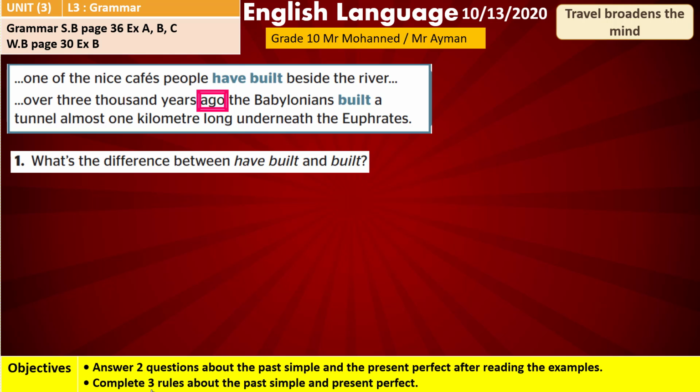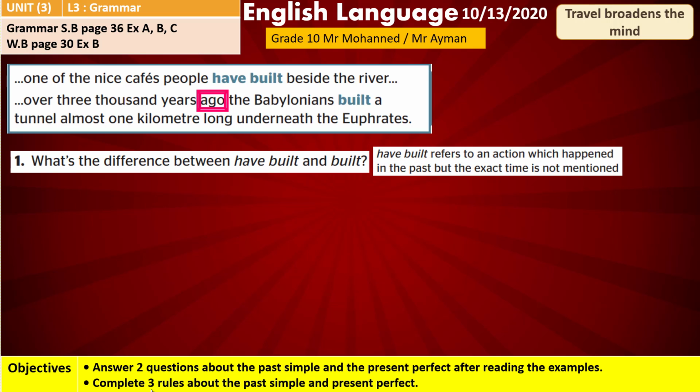1. What's the difference between have built and built? Alongside the form of the verb, what's the difference? The difference is, have built refers to an action which happened in the past, but the exact time is not mentioned. I told you, this is very important. The exact time is not mentioned.